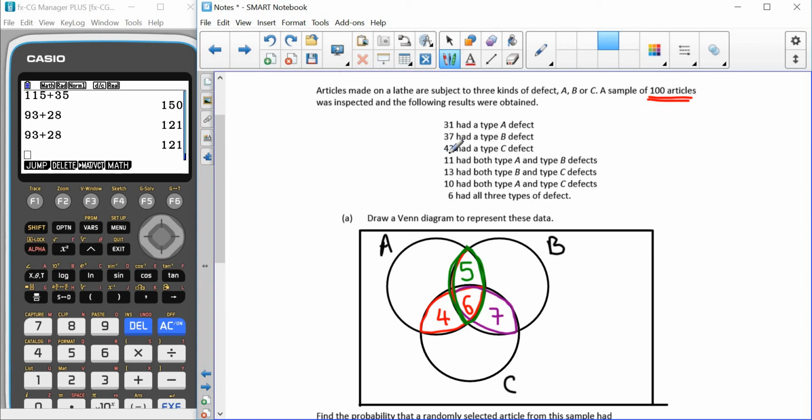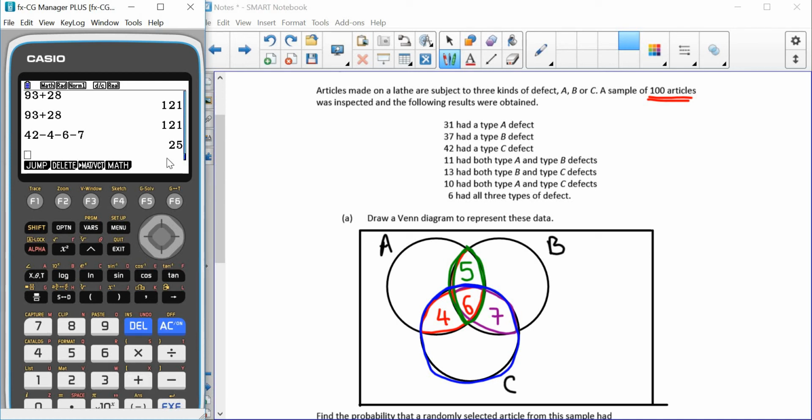Now we're looking in the actual circles. So we have 42 have type C defect. That means that the entirety of the circle that's representing C, so that's this circle here that I've just gone around in blue with, is going to add up to 42. But 4, 6 and 7 of those items have already gone into those 3 sections there, which means that we're going to have 42 minus 4 minus 6 minus 7. We only have 25 left over, so that means that in this section here we will have those 25 remaining items.